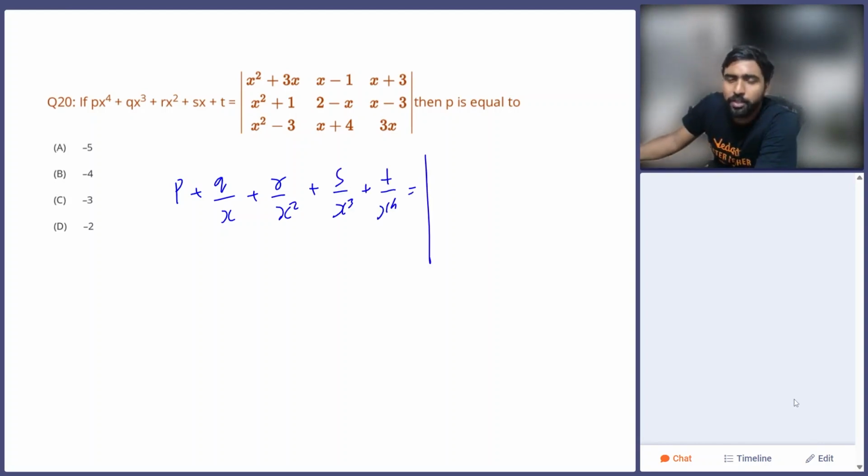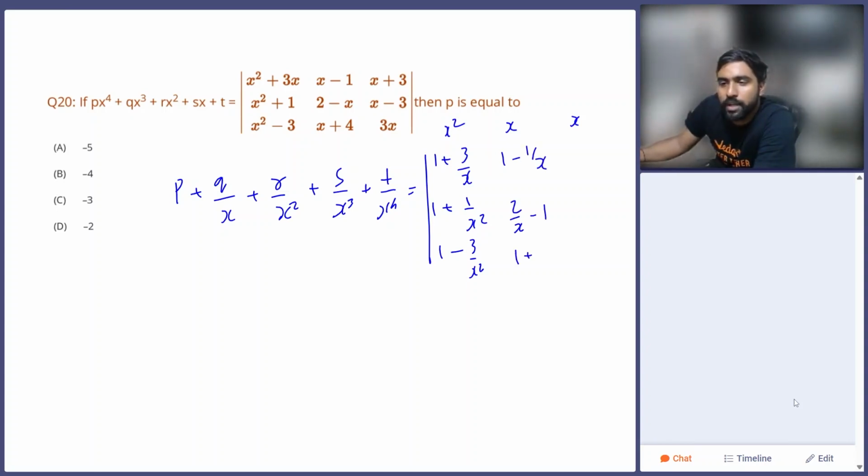That's equal to, now the first column, divide by x square. So I get 1 plus 3 by x, 1 plus 1 upon x square, 1 minus 3 upon x square. Then divide the second column. Here I have divided by x square, here I will divide by x, here I will divide by x, so that everything is used. So 1 minus 1 by x, 2 by x minus 1, 1 plus 4 upon x. Then you have 1 plus 3 by x, 1 minus 3 by x, and 3 over here.